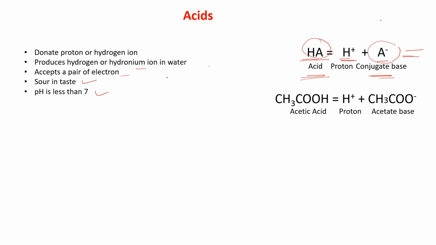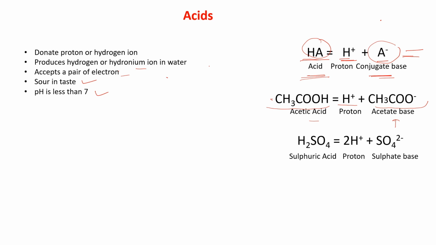For example, here the acid is acetic acid, CH3COOH. It can donate H plus, a proton, and after donating proton, what is left over? CH3COO minus, which is a base, acetate base. Okay, so acetic acid and its conjugate base, that is acetate base. After donating proton, this acetic acid converts into acetate base.